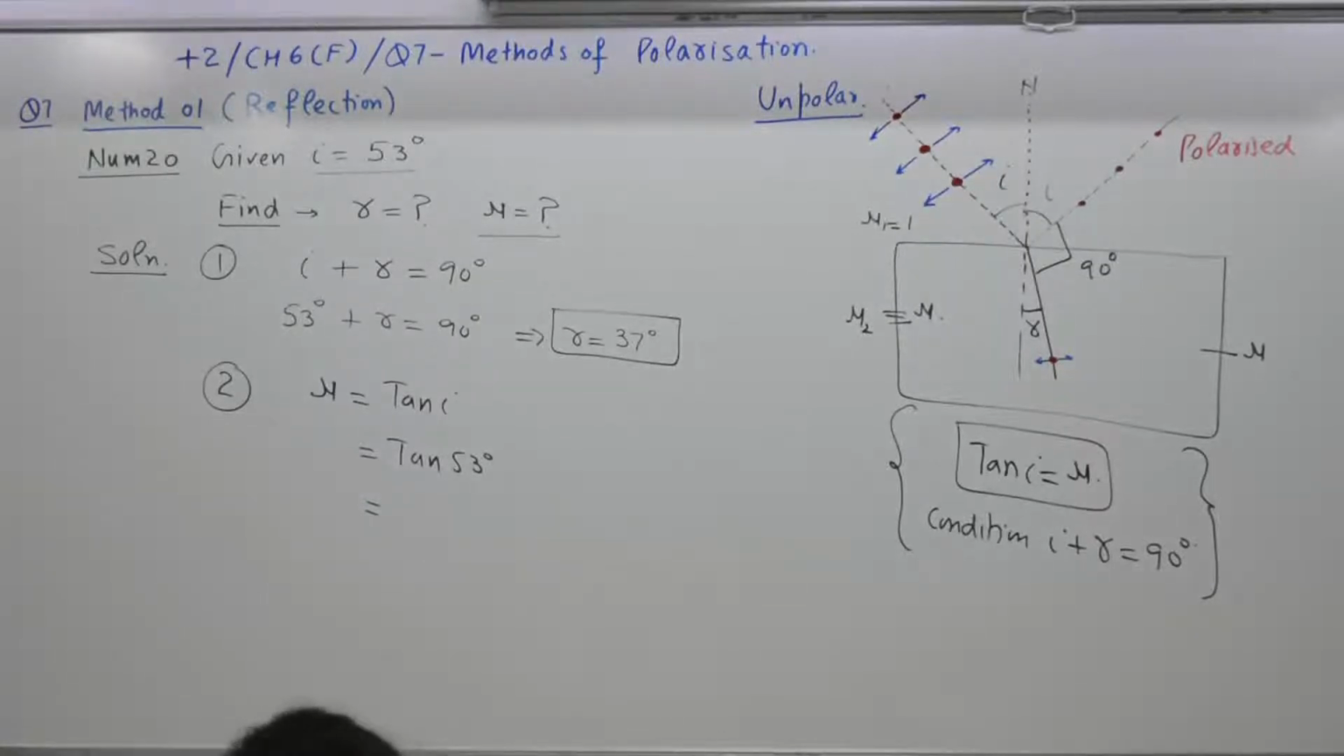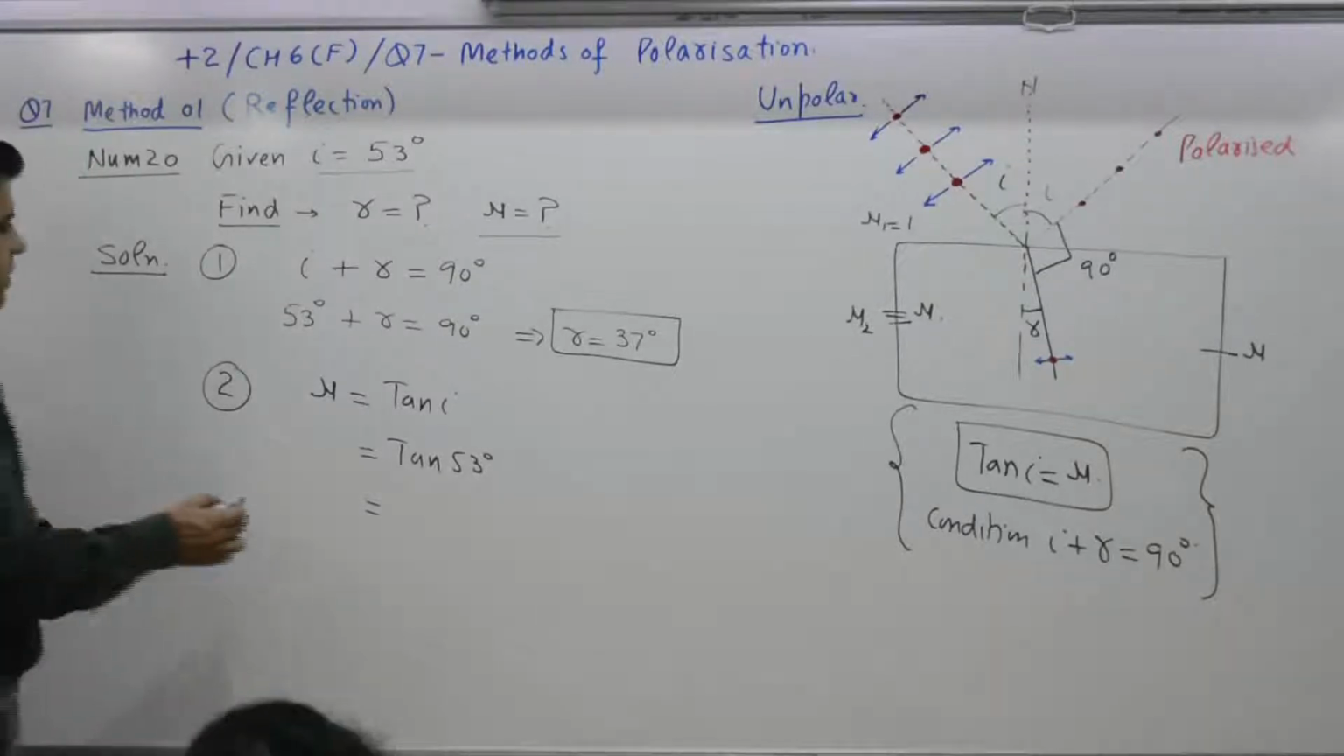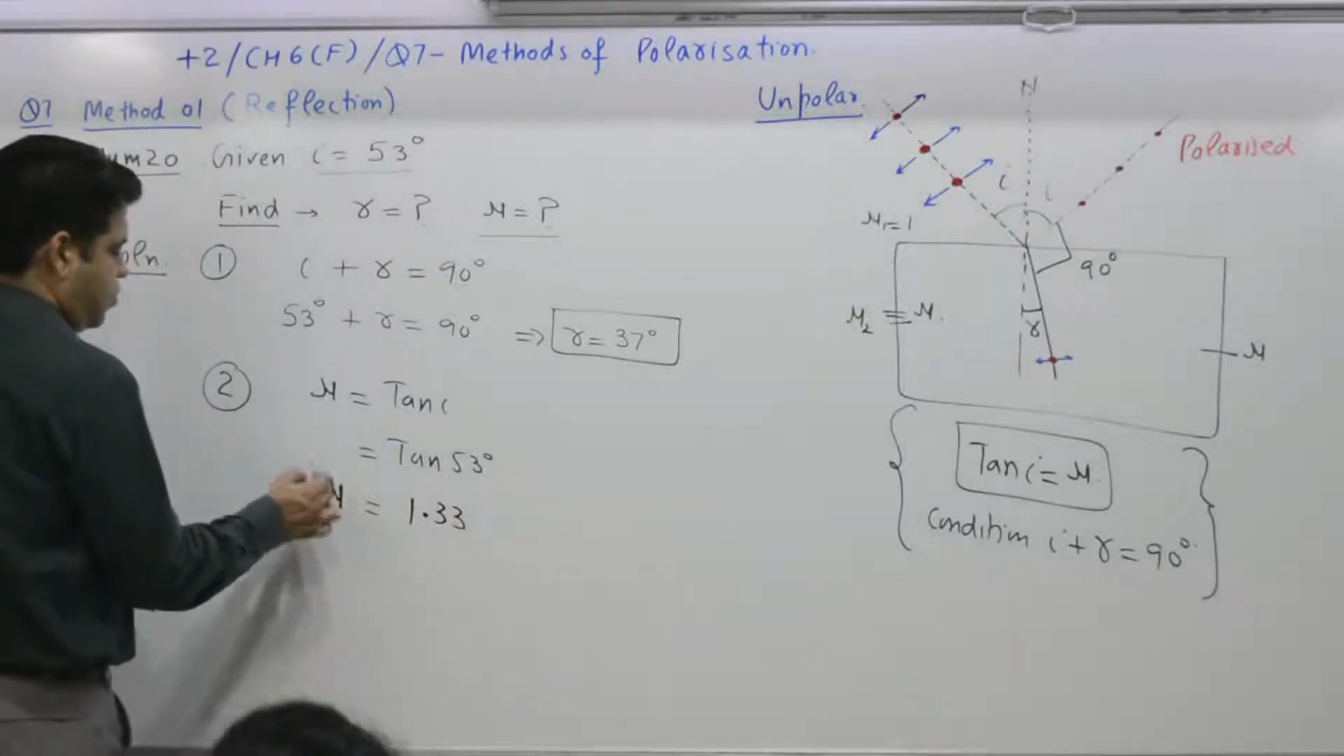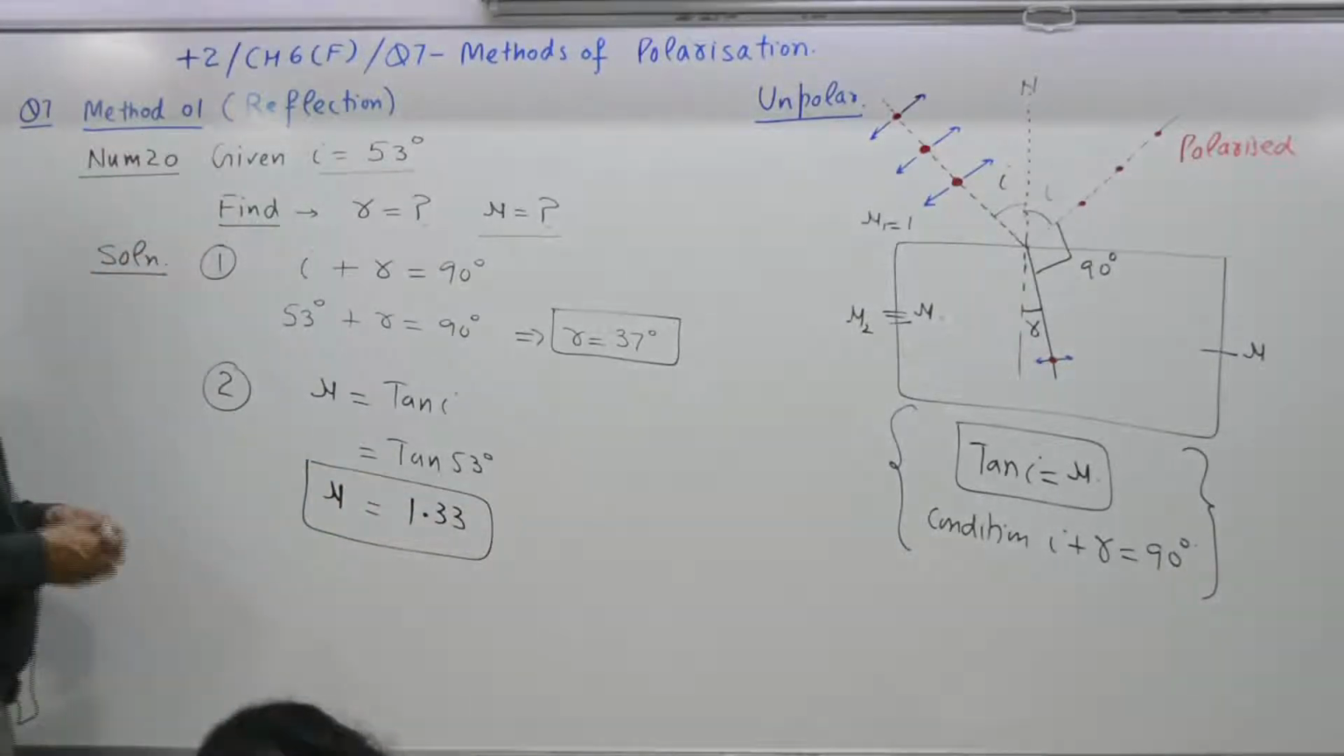Here this value comes out to be how much? 1.327, approximately 1.33. Nu is 1.33.